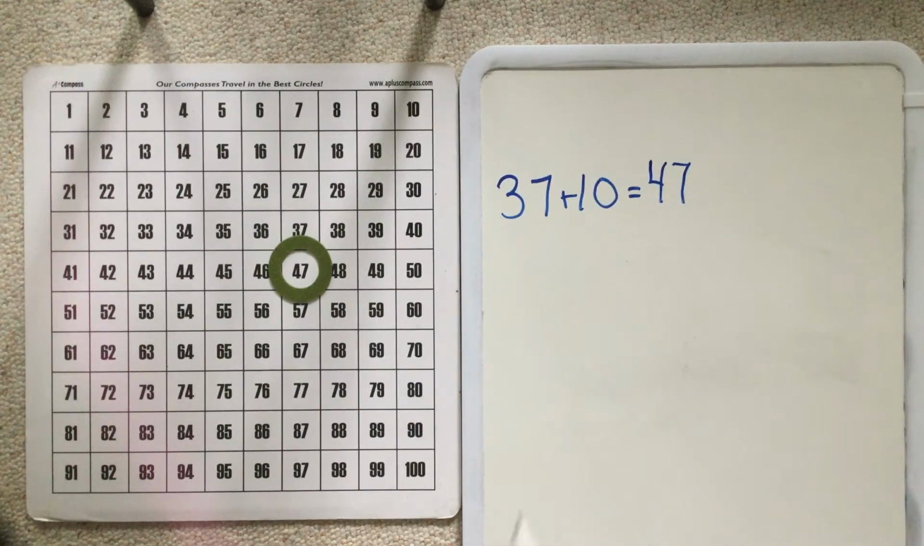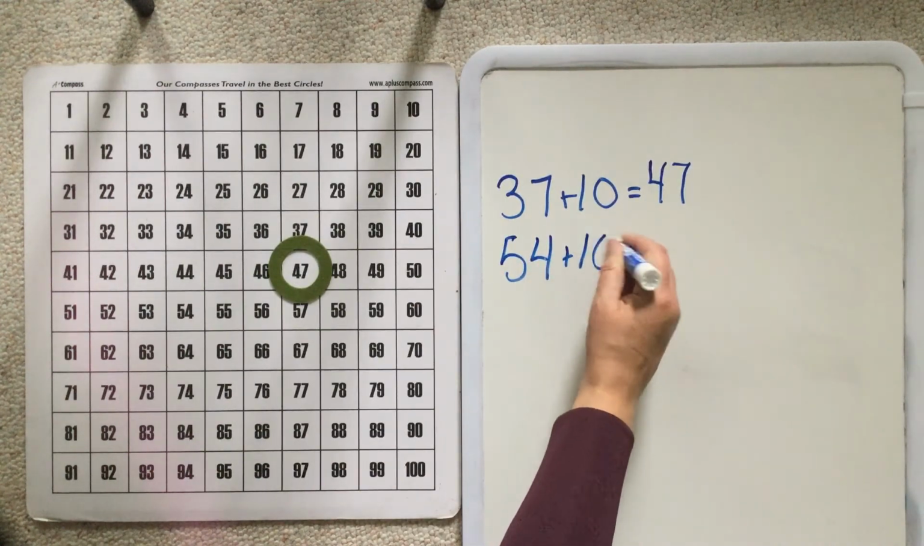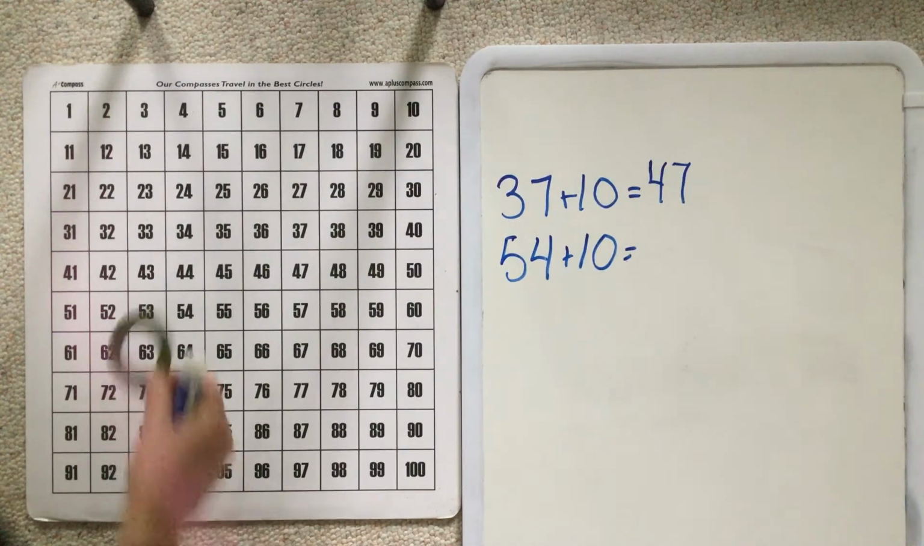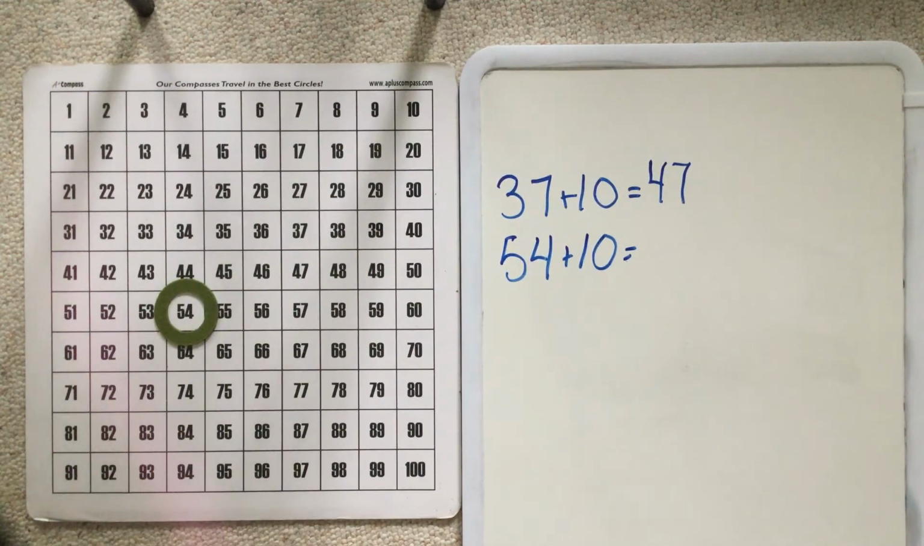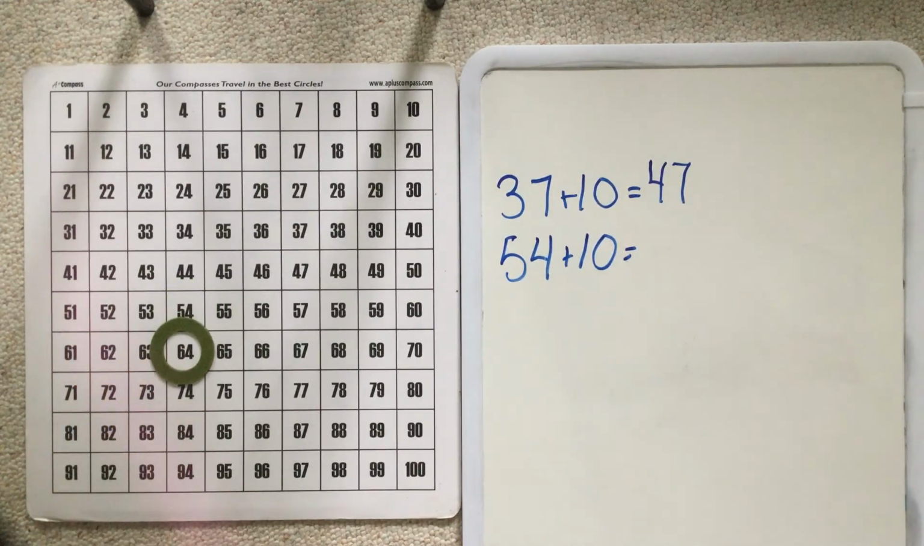If I wanted to add 54 plus 10, I'd find 54. Here it is, right there. And how would I move? That's it, I'd move down. 54 plus 10 is 64.